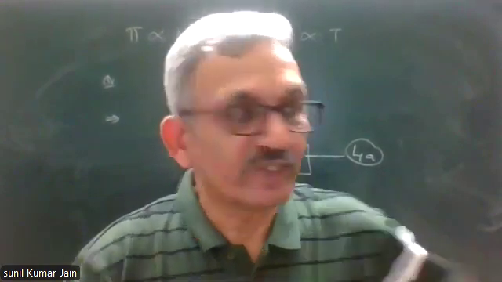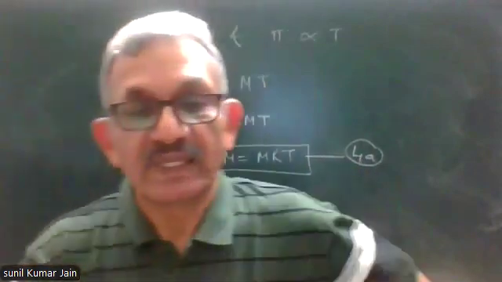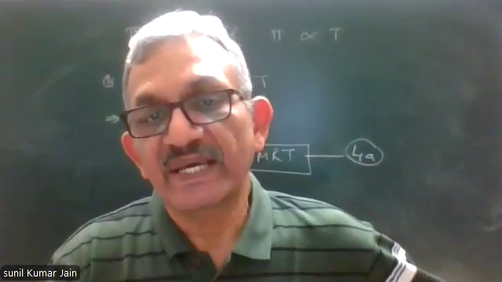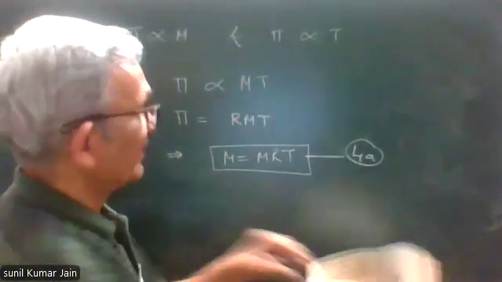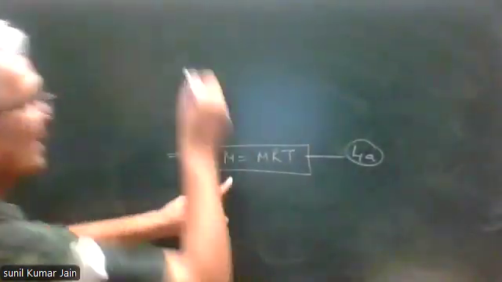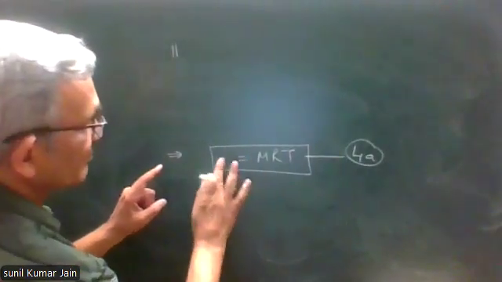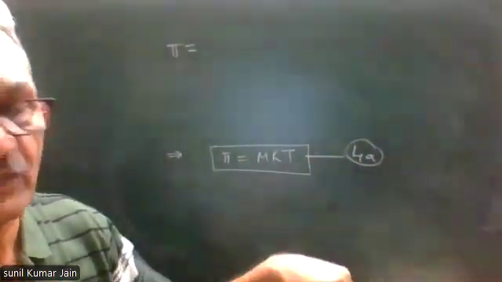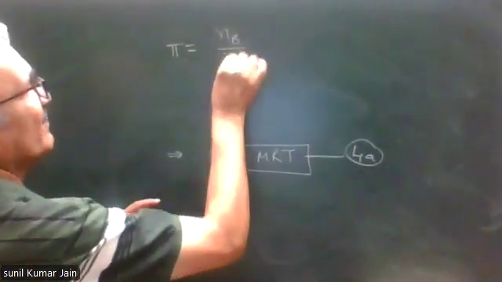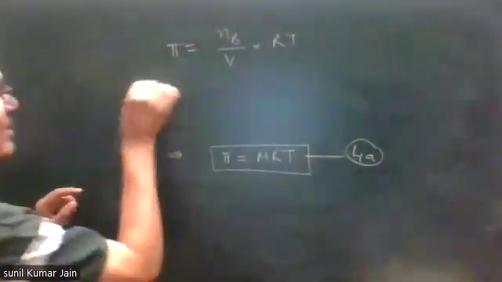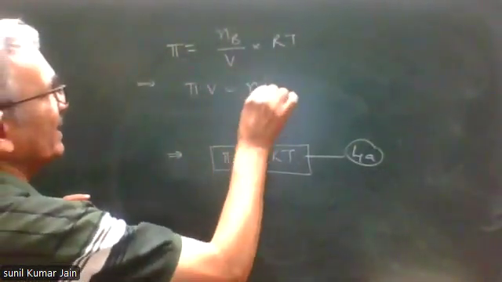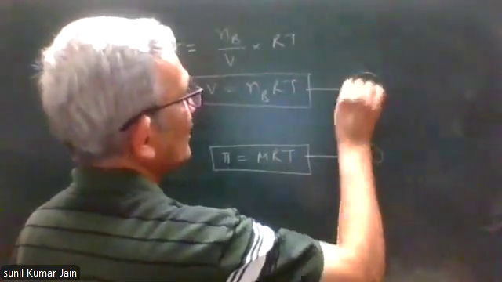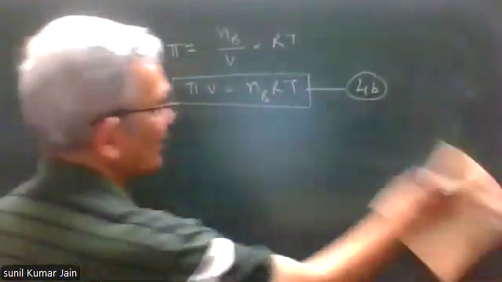Next paragraph. Equation 4A can be modified as follows. I'm modifying this equation. Sorry, this is pi. Pi is equal to, molarity is number of moles of solute per liter of solution. So this I'm writing as NB divided by V into RT, or I can say pi V is equal to NB RT. This is the second equation of fourth colligative property.